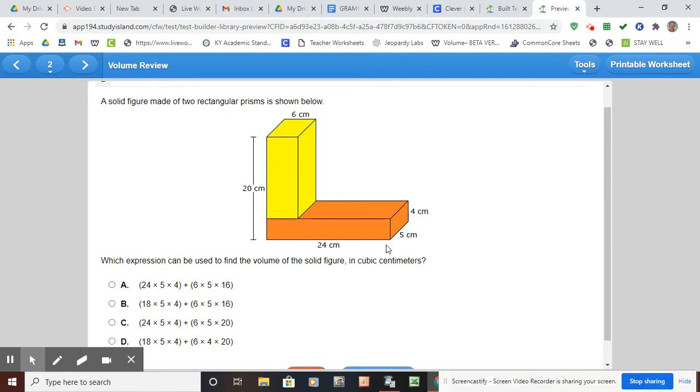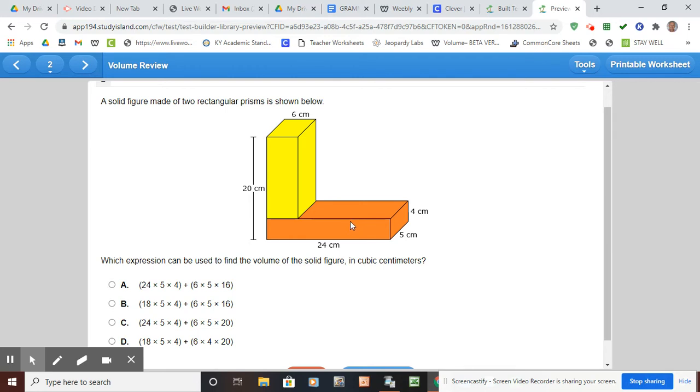Okay. Let's look at the rectangular prism on the bottom. We know the length is 24. So we're going to have 24, and then the width is 5, and then the height is 4. So our measurements for that one rectangular prism are going to be 24 times 5 times 4. Do you see anything down here that has 24 times 5 times 4? A does, and C does. Those are the only two. So we know the correct answer is going to be either A or C because that's the measurement of the rectangular prism on the bottom.